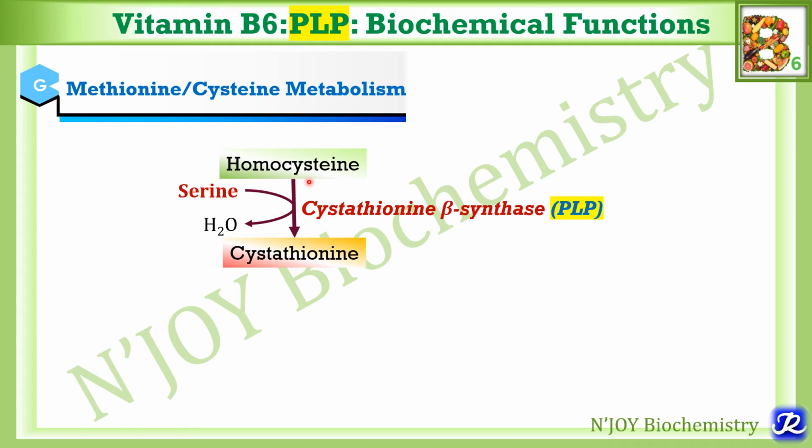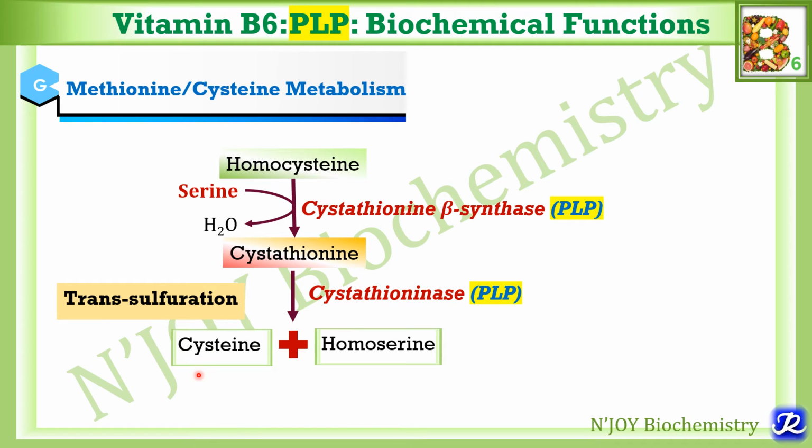So homocysteine is converted to cystathionine by the action of the enzyme cystathionine beta synthase. This also requires serine. Now this cystathionine beta synthase is a PLP dependent enzyme. Further, cystathionine is converted to cysteine and homoserine by the transsulfuration reaction, and this requires cystathioninase, which is a PLP dependent enzyme. Now what will happen if the PLP is deficient?